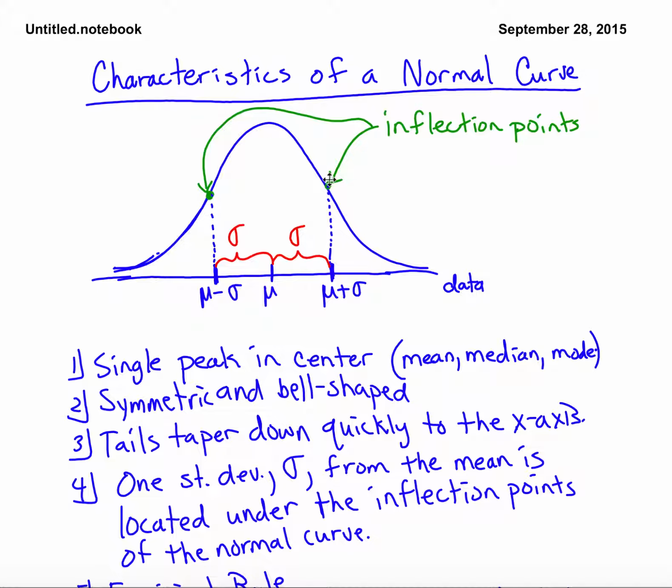If you look at this, it's what we call concave down here, which means you can't pour water onto it and have it stay. And then it's concave up here, which means you could pour water on it and it kind of pools. You've got these places called inflection points where that actually occurs. The center of the curve is known as the mean, exactly the same place. And if you go one standard deviation below and one standard deviation above, you get these inflection points.